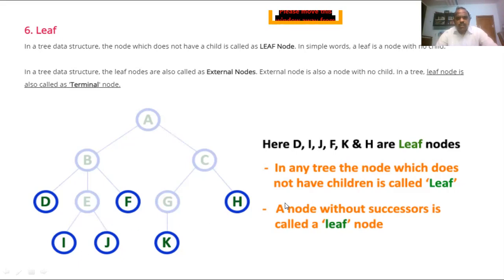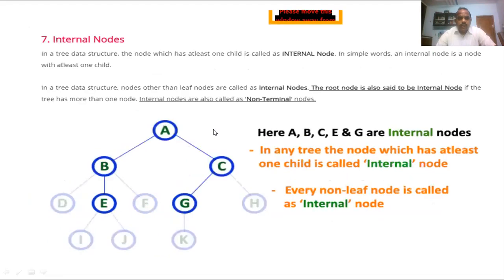So here D, I, J, F, K, H are leaf nodes. In any tree, the node which does not have children is called a leaf node. A node without a successor is called a leaf node. Clear?